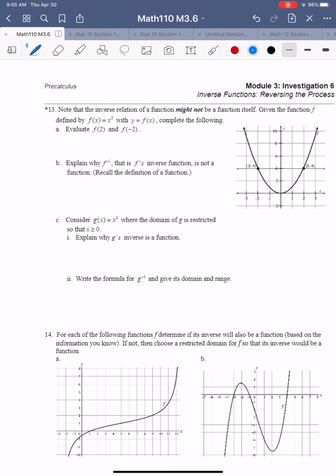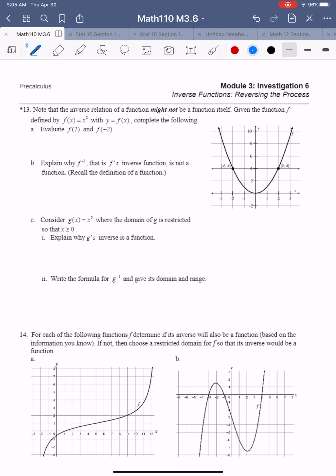All right, number 13. Note that the inverse relation of a function might not be a function itself. Given the function f, define f of x equal to x squared, with y equal to f of x. Complete the following. Evaluate f of 2 and f of negative 2. So I want to find f of 2, and this is the input. Input is always from the horizontal axis right here. So 2 is right here, and then you're looking for the output, which is on the graph. So it's 4, isn't it? So equal to 4.